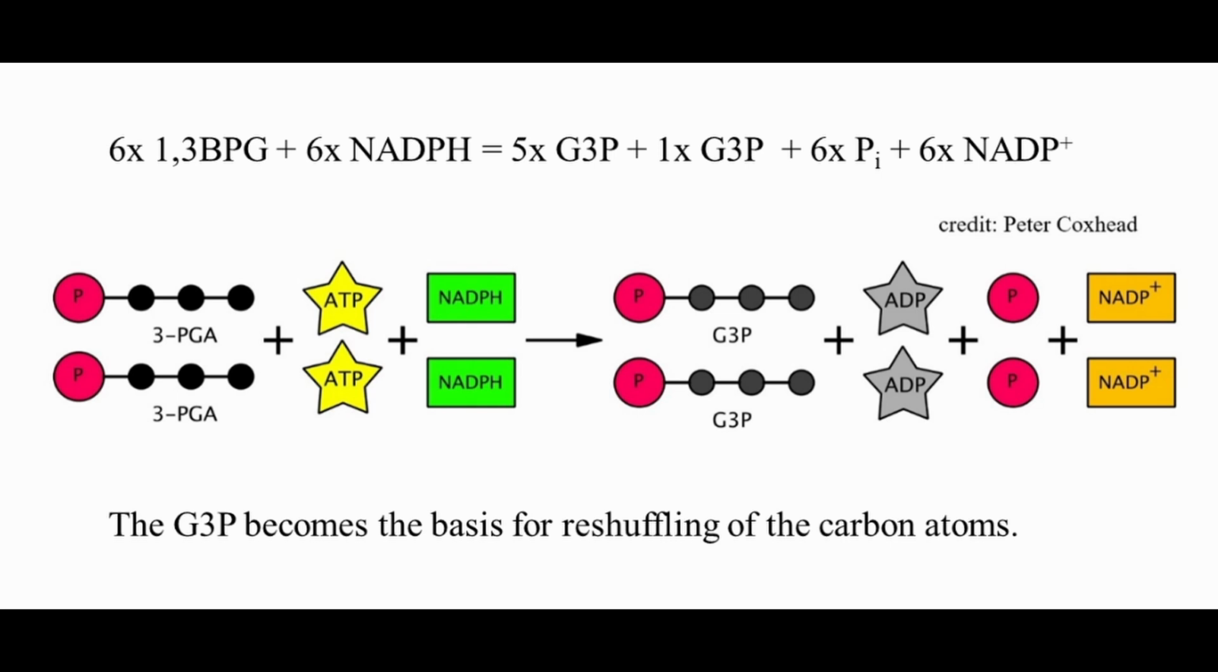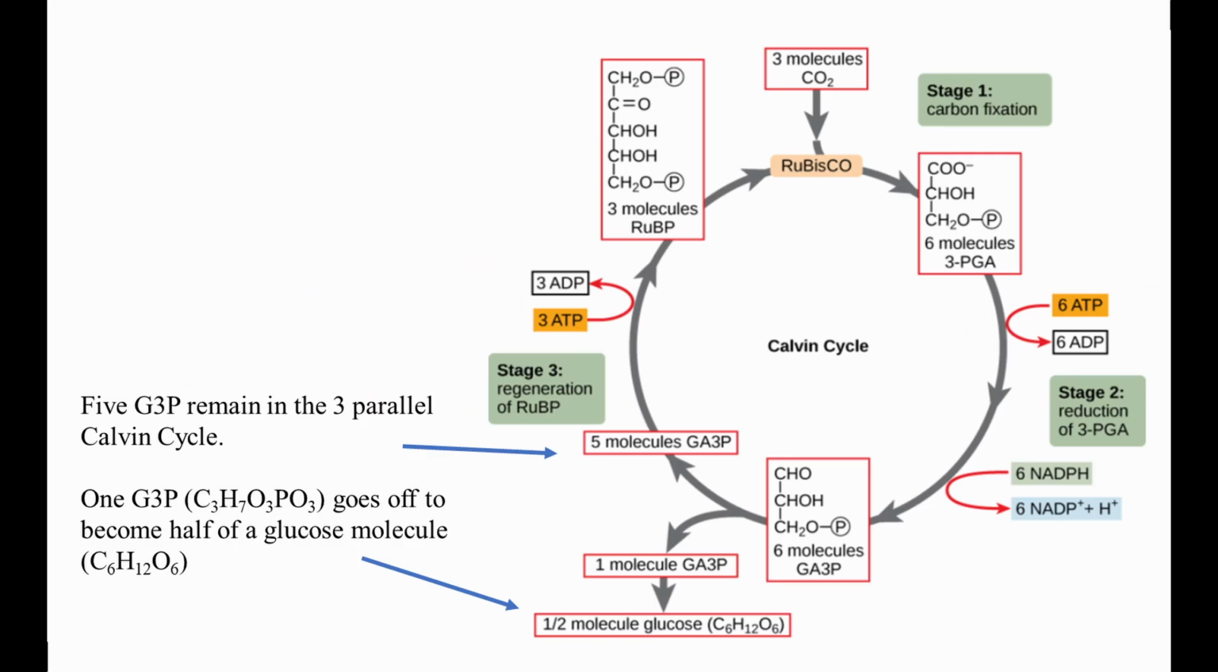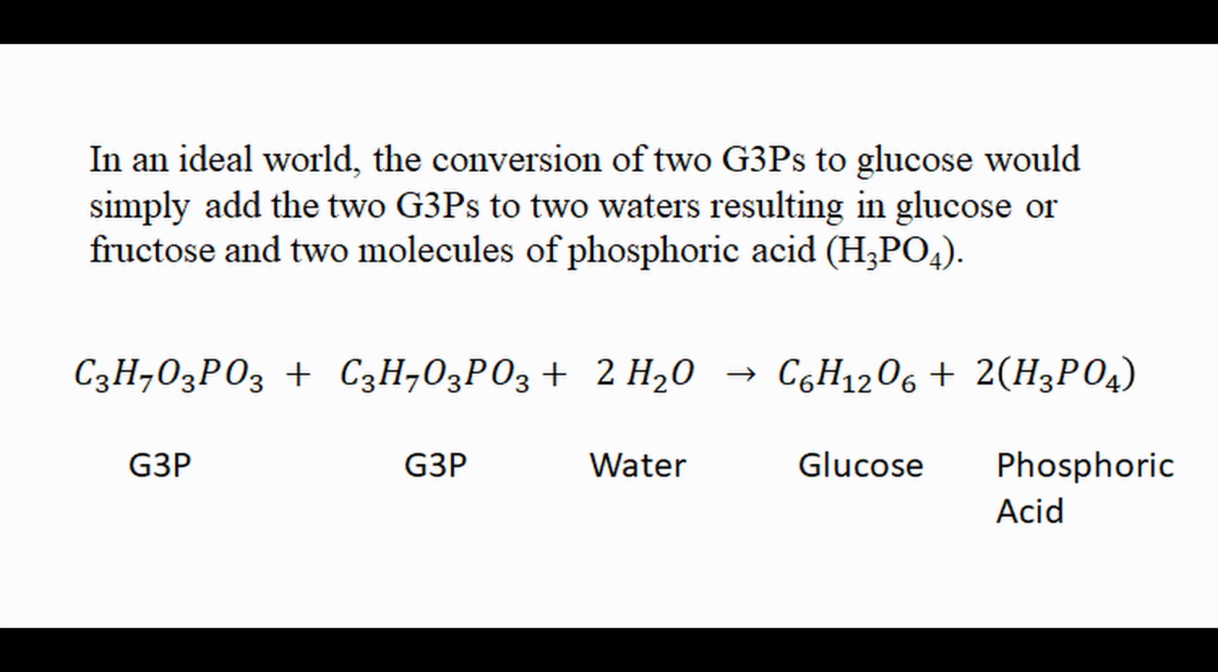The G3P becomes the basis for reshuffling of the carbon atoms. 5 G3P remain in the 3 parallel Calvin cycles. 1 G3P, C3H7O3PO3, goes off to become half of a glucose molecule, C6H12O6. A second turn of 3 parallel Calvin cycles would result in a second G3P. In an ideal world, the conversion of 2 G3Ps to glucose would simply add the 2 G3Ps to 2 waters, resulting in glucose or fructose and 2 molecules of phosphoric acid, H3PO4.